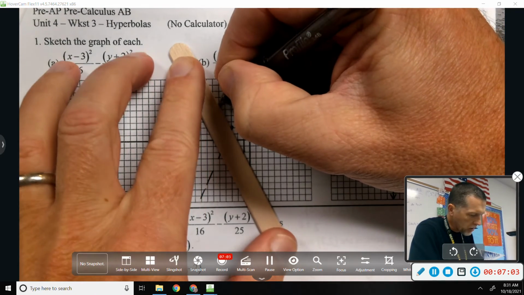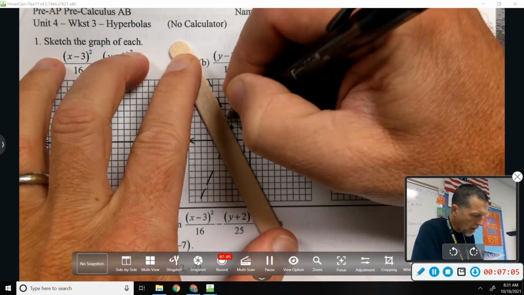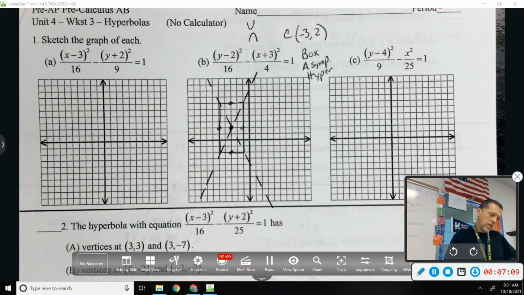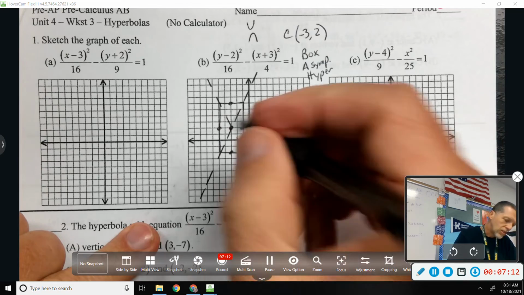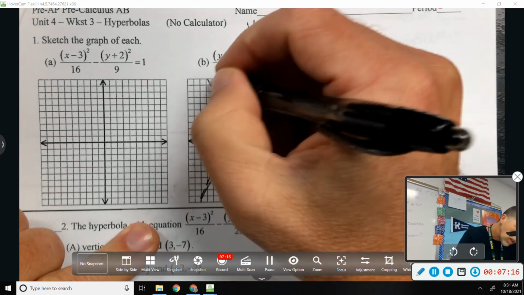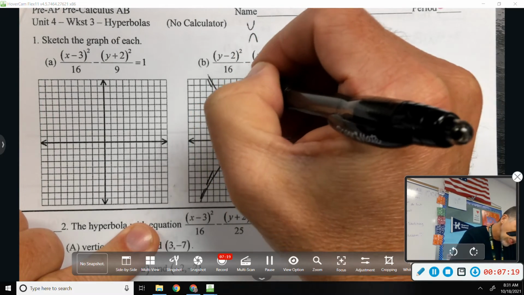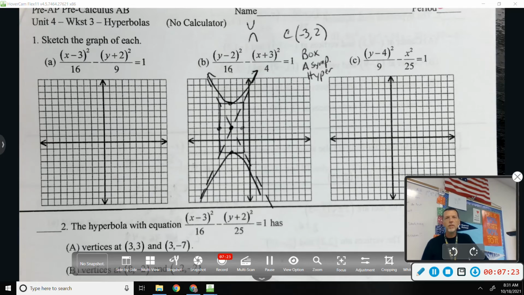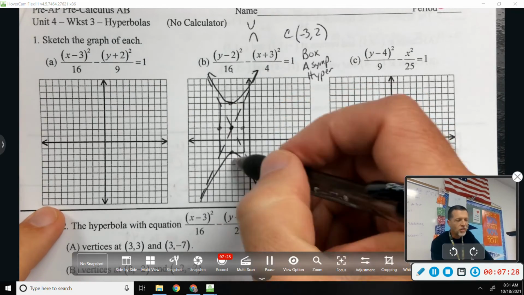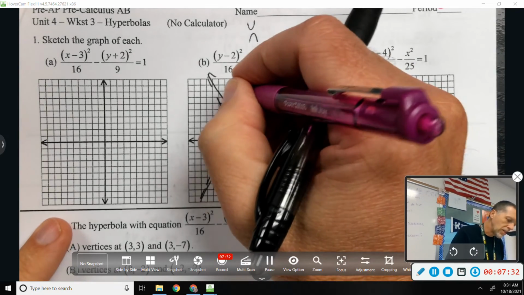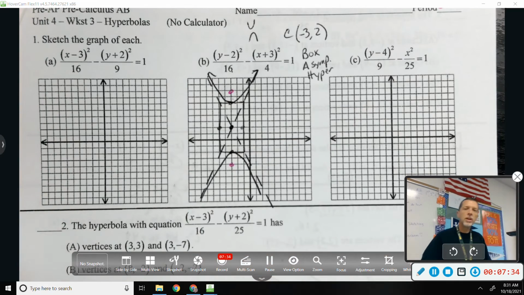So the diagonals of the box make the asymptotes. And then again, y came first, so it needs to be an up and down hyperbola. And then we're good, because it didn't ask for anything else. My vertices are on there, but it didn't ask for them. My foci aren't really on there, but they'd be somewhere in there. But it didn't ask for them.